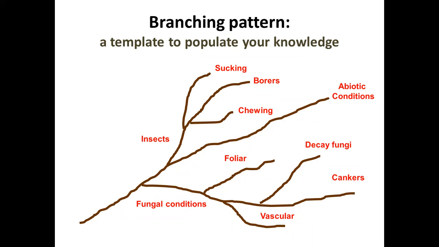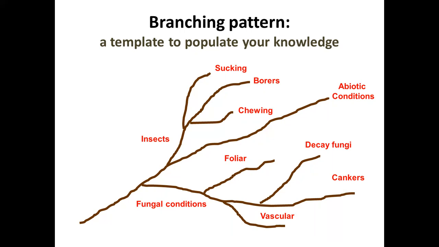At the most coarse level of the branching, there are fungal conditions and there are insects, and then there's abiotic, which just means non-living. In the non-living conditions, it'd be like, oh, there's weed whip damage or salt that's drifted from a road and damaged it. The things that are not an insect or fungus.